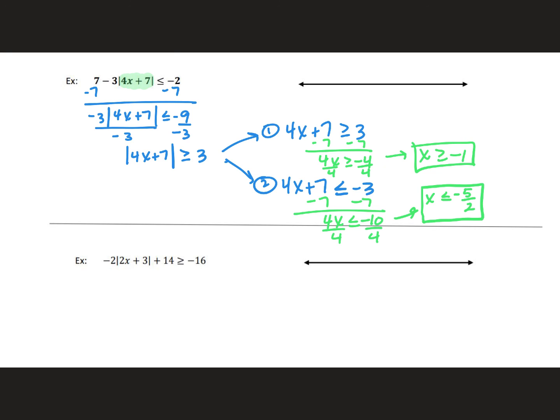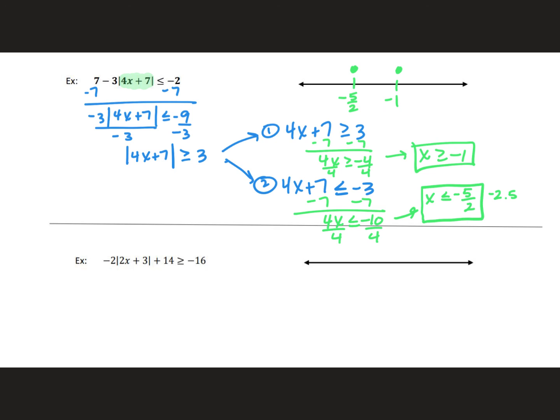And if it helps, you can always think of the decimal. So this is technically negative 2.5. So when I graph, negative 2.5 or negative 5 halves is more negative than negative 1. So that would be the order. We would have closed circles.